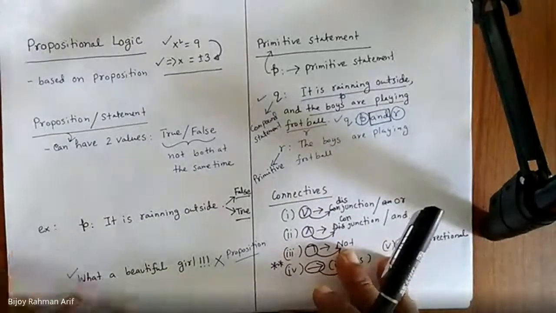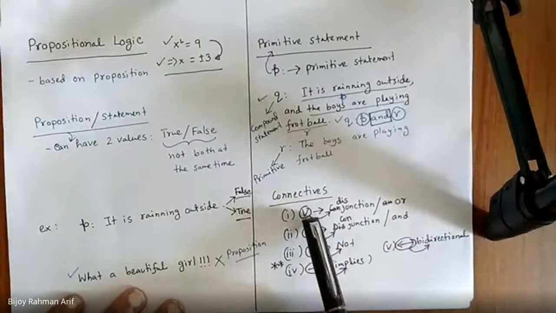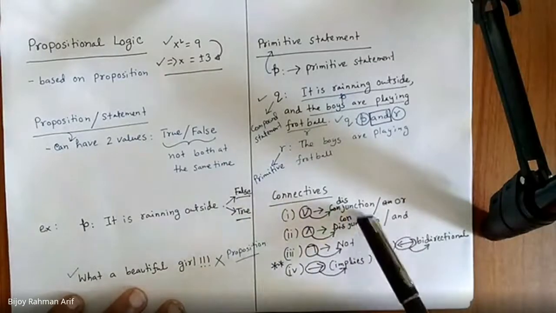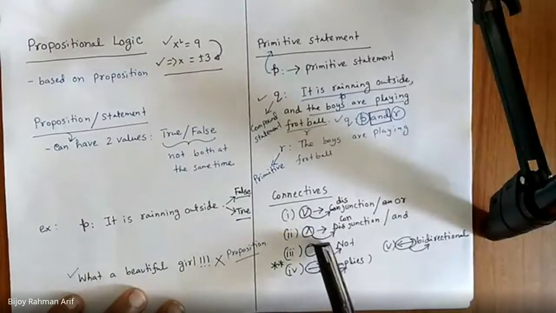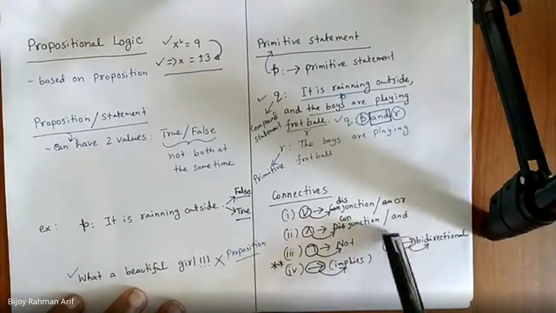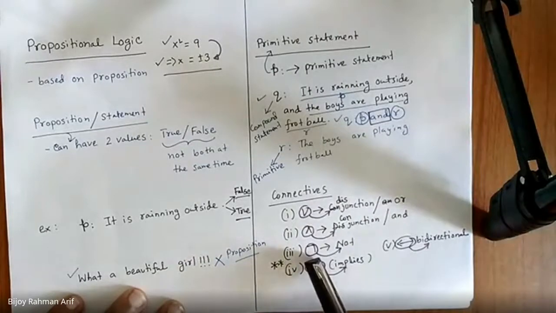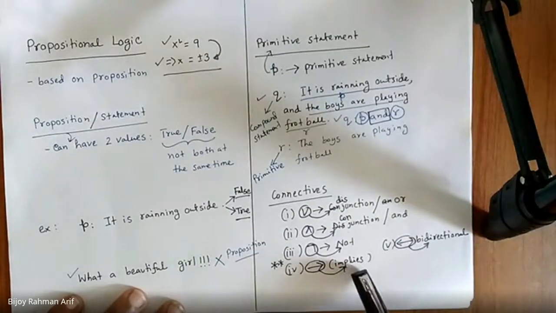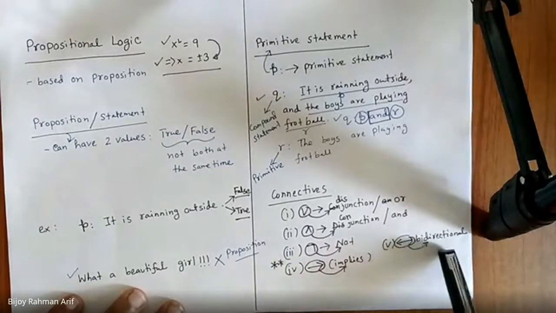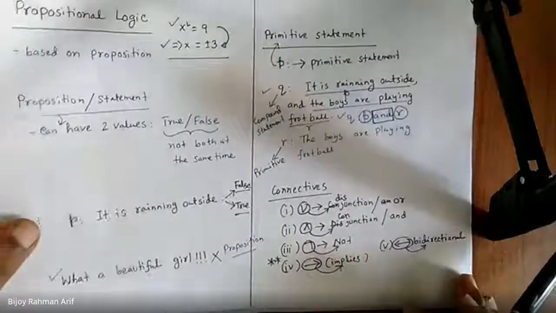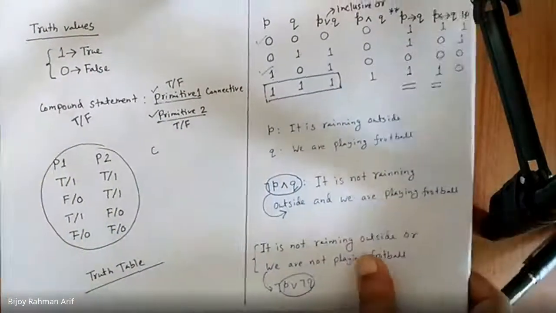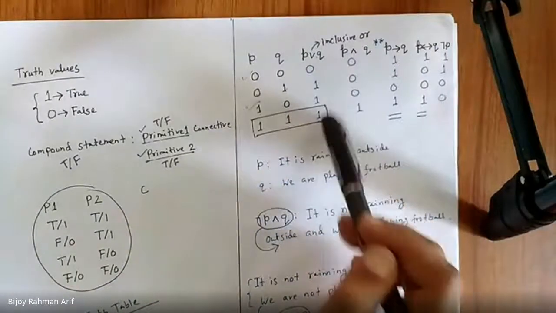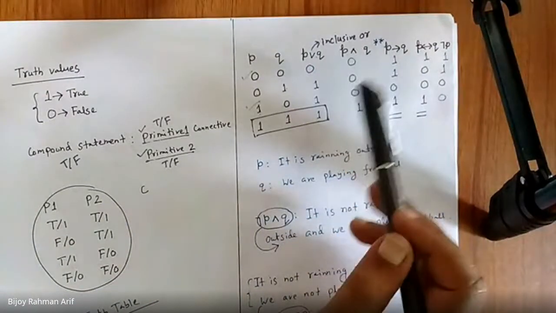So what are the connectives we have studied so far? The first one is V, called disjunction, or. Then the inverted V, which is conjunction, and. Then we studied not, then implies, and finally bidirectional. Okay, guys, these are the truth values of all the 5 connectives.